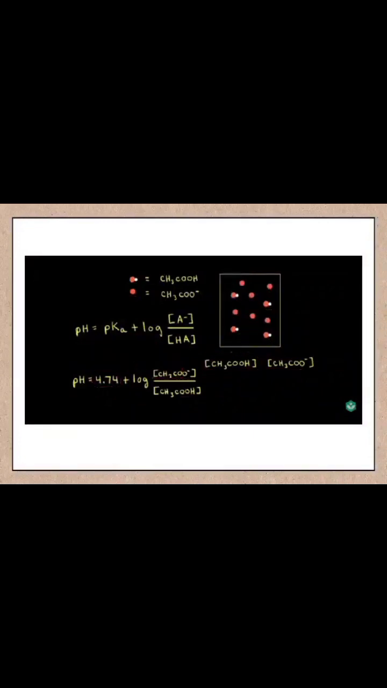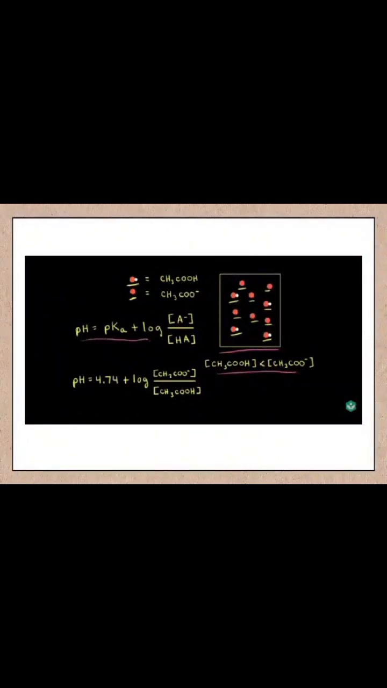Let's do one more particulate diagram of an acetic acid acetate buffer solution. Once again, we count our particles. So for acetic acid, this time there are 4 particles, and for the acetate anion, this time there are 6 particles. Since we have only 4 particles of acetic acid and 6 particles of the acetate anion, the concentration of acetic acid is less than the concentration of the acetate anion. Or we could say the concentration of the acetate anion is greater than the concentration of acetic acid.